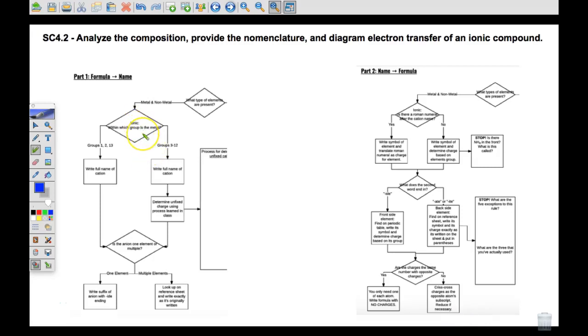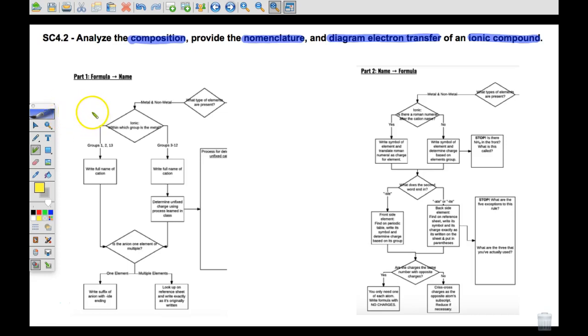Our second success criteria out of 4 for our chemical bonding unit is to be able to analyze the composition, provide the nomenclature, and diagram the electron transfer of an ionic compound. In your portfolios, you're going to find a flow chart that will guide our learning through success criteria 4.2, 4.3, and 4.4. But we'll be breaking it up into smaller pieces.